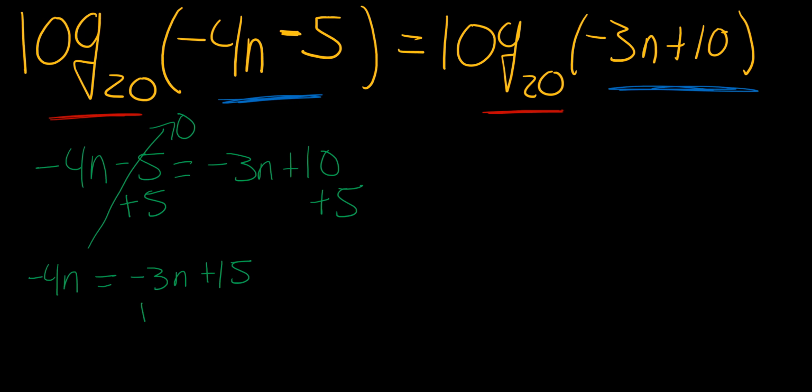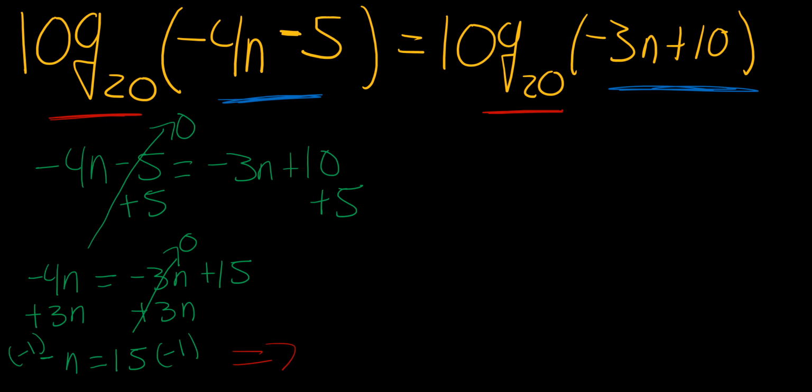So now I'm going to add 3n to this side, and I'm also going to add 3n to this side. This will go to 0, of course, and I'll just be left with negative n equals 15. So if I want to solve for n, I have to multiply both sides by negative 1. If I multiply negative 1 on this side, I'll just get positive n, and if I multiply negative 1 on this side, I'll get negative 15. So in other words, n equals negative 15.